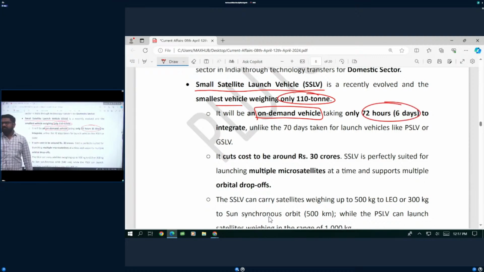You demand, and within a week you will have a launch vehicle available, and you can launch your small satellite. Bigger ones cannot go in this, but small satellites you can launch whenever. So the most important thing is that it is an on-demand vehicle. This is very important because normally it takes a minimum of about 70 days. It can go beyond that also.